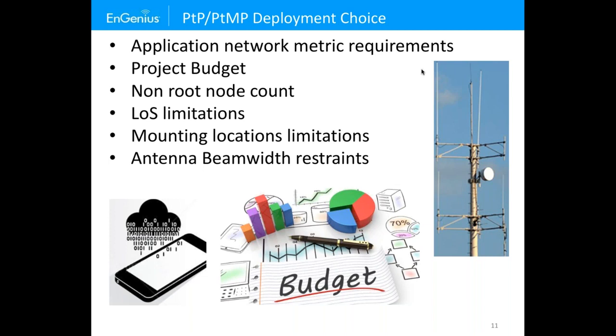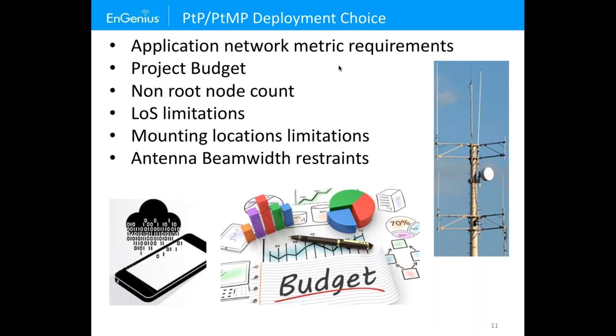Things that are not latency sensitive, such as IP cameras, file transfers, and streaming movies, I'll mostly do as point-to-multipoint, so long as the load doesn't exceed the capacity I have to give to them. Project budget is also a big thing. Remember I talked earlier about point-to-multipoint: as you start getting the ratios higher, it gives you more of a cost savings per the devices. That would be one reason why you go to point-to-multipoint over point-to-point. The non-root count: if I have a lot of non-roots, it may be more beneficial for me to go point-to-multipoint as opposed to point-to-point due to the cost of that and the channel reuse and the amount of spacing I have to mount the antennas.